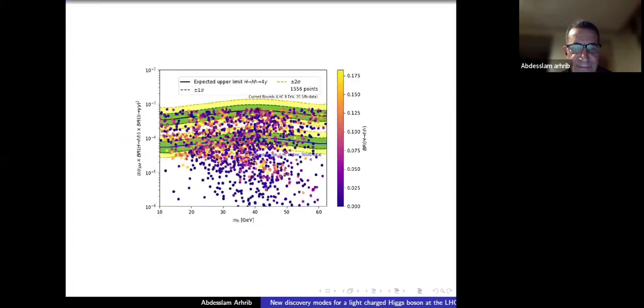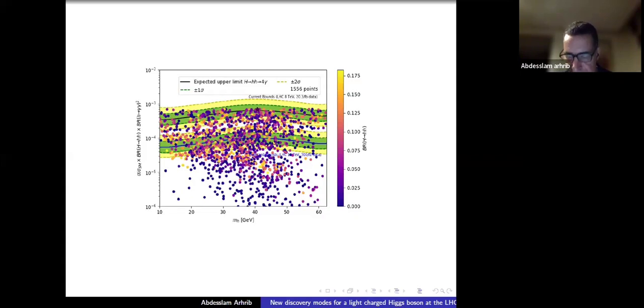Okay. So here there are two bands, green bands. The first one is the ATLAS 8 TeV data, and the second one is our projection for 14 TeV. At 8 TeV, when we do the scan, we could exclude some points, but you can see that there are several points which escape from this constraint. And same thing if you do the projection for the 14 TeV data: there are still many points which escape the ATLAS constraints from both 8 TeV and 14 TeV data.